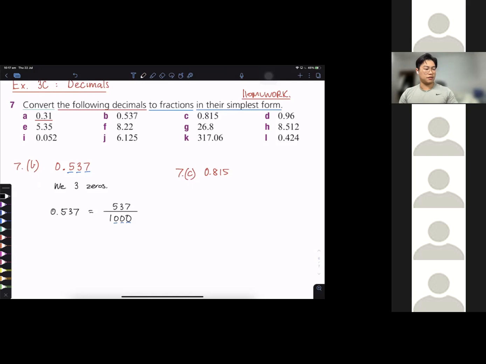So if you have a calculator, like this green calculator in particular, by the way, if you type 537 divided by 1000, it's a way for you to check. And I'm just checking here, it can't be simplified. So we leave that as our final answer. That's the simplest form, okay?